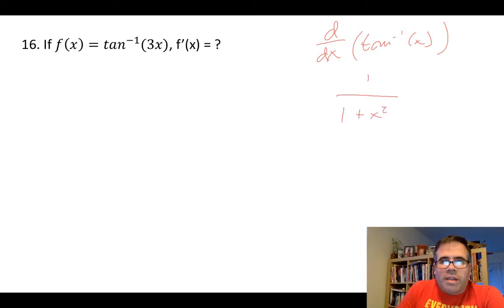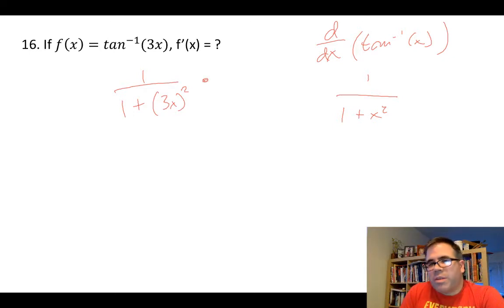So we do that, replacing x with 3x, we get 1 over 1 plus 3x squared multiplied by the derivative of 3x, which is just 3. So you would get 3 over 1 plus 9x squared.